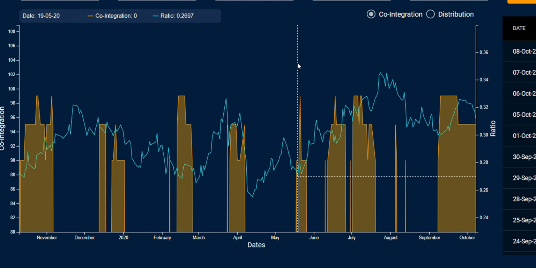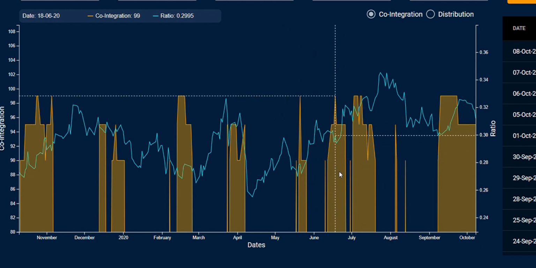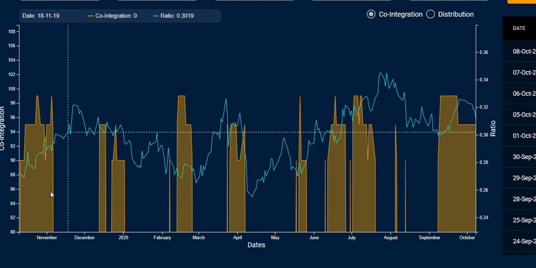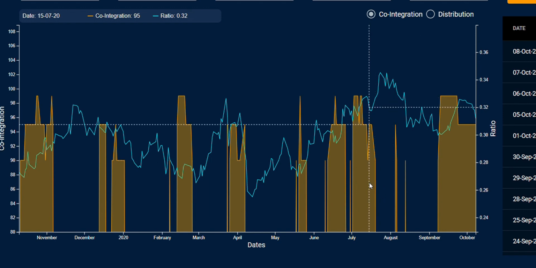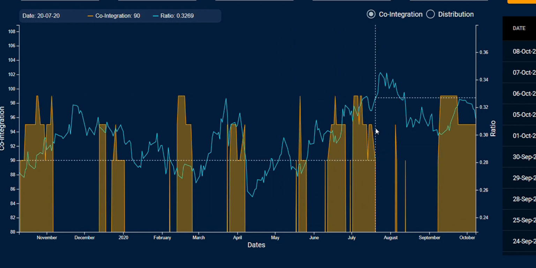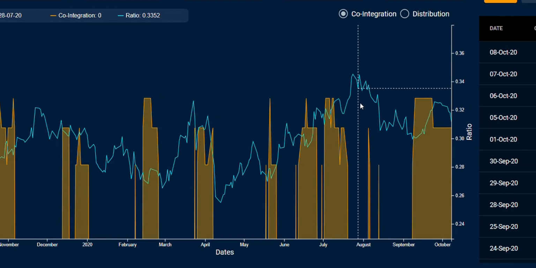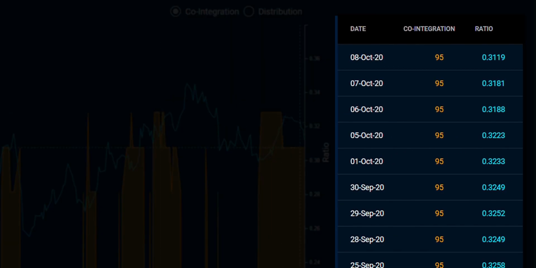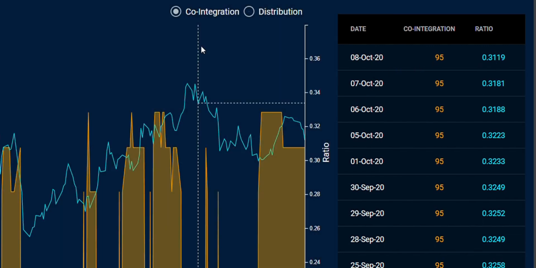Now, moving towards the chart, the orange chart indicates the co-integration for the look back period of 40, and we have taken the chart for 250 days. The blue line indicates the ratio. It is the ratio of the price of symbol A divided by the price of symbol B. Further, we also have the table view, in which we can see the date-wise co-integration and the price ratio.